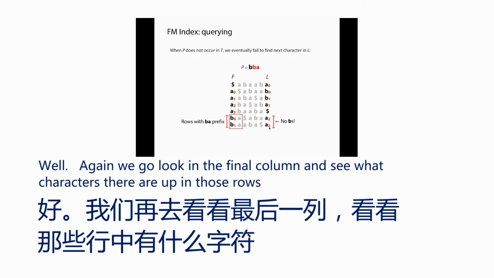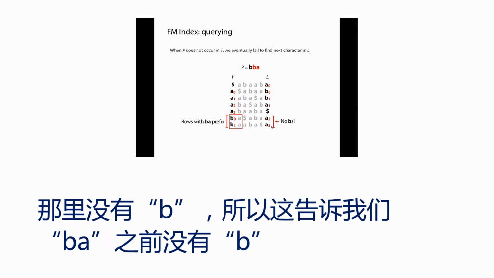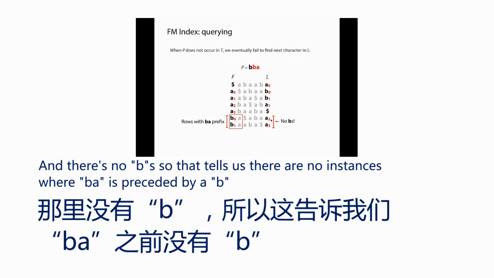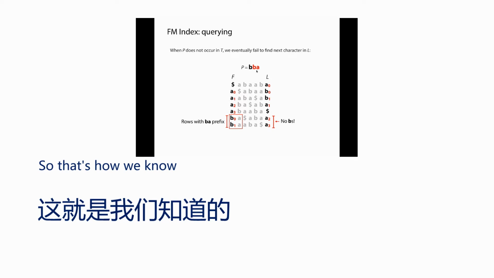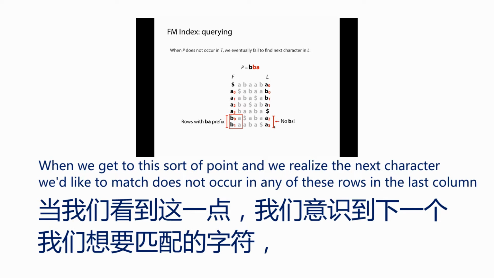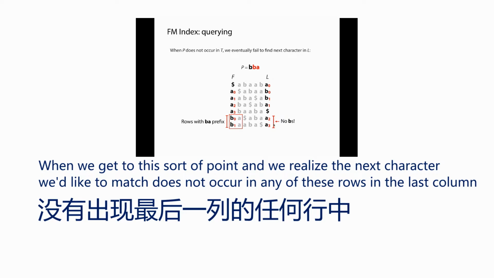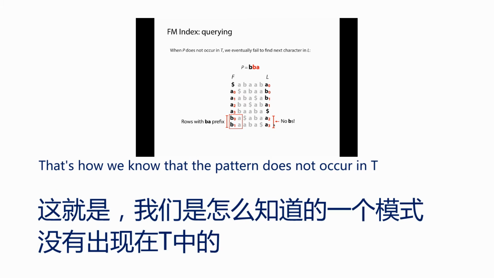Well, again, we go look in the final column and see what characters there are in those rows. And there's no B's. So that tells us there are no instances where BA is preceded by a B, which tells us that P doesn't occur in T. So that's how we know. If we get to this sort of point and we realize the next character we'd like to match does not occur in any of these rows in the last column, that's how we know that the pattern does not occur in T.